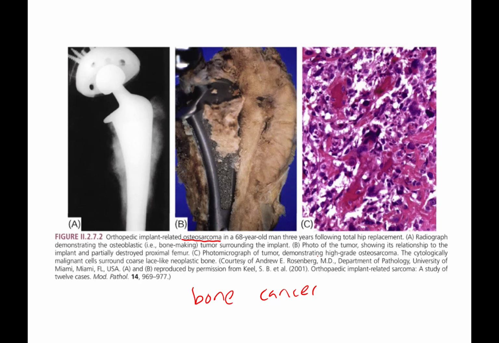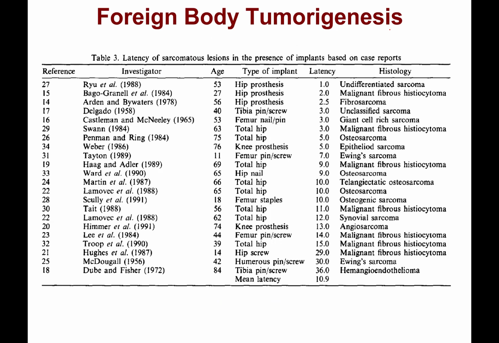This was in a 68-year-old man, if you can read the caption. A total hip replacement, one of our favorite orthopedic implants, right? And here you can see it in the radiograph. All of that around it is the osteosarcoma. And then you can really see it by gross observation here. There's a large tumor that's formed around that implant where the bone has really just grown out of control. And then histologically, this is not at all what bone looks like. It's very, very unhealthy looking, very neoplastic. So that was one example.